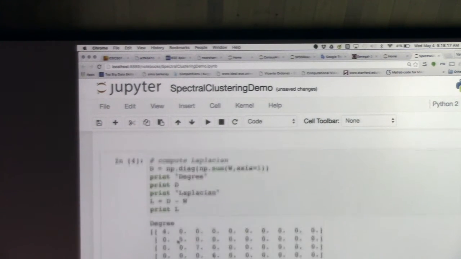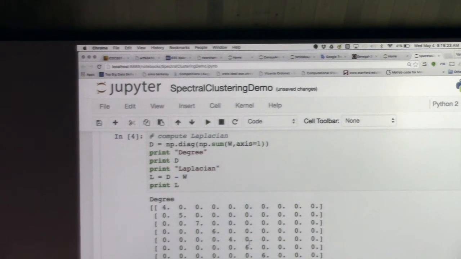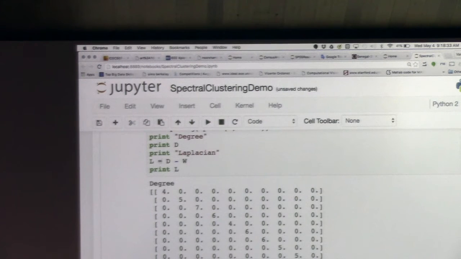So this is a diagonal matrix. We call it D. It doesn't have any special name, but the idea is that this matrix has zeros on the off diagonals and the degree of the corresponding node on the diagonal, right? So that is something that you can easily draw. And then if you compute this value, this is D minus W. So the degree matrix minus the adjacency matrix, right? This is what we call the Laplacian.